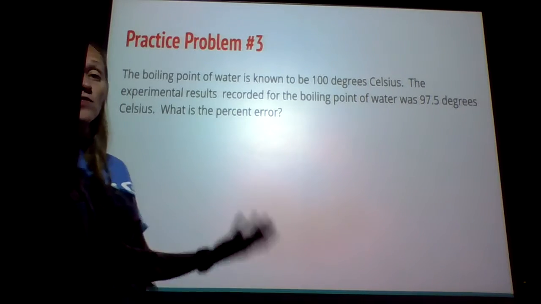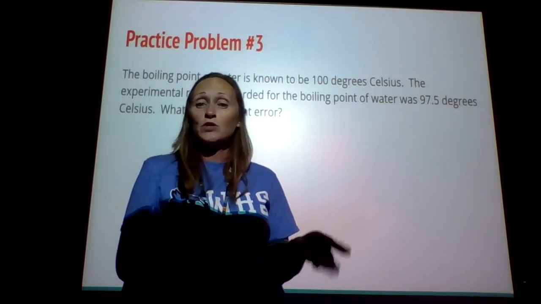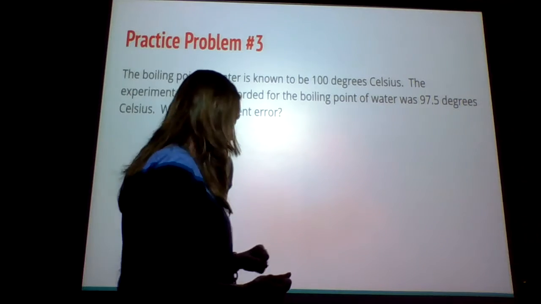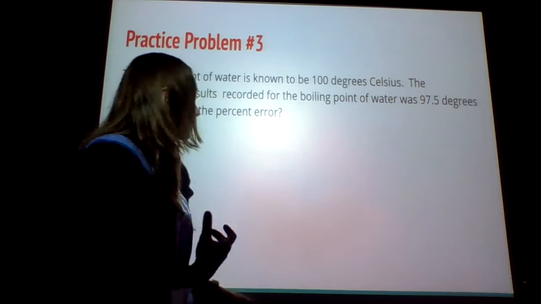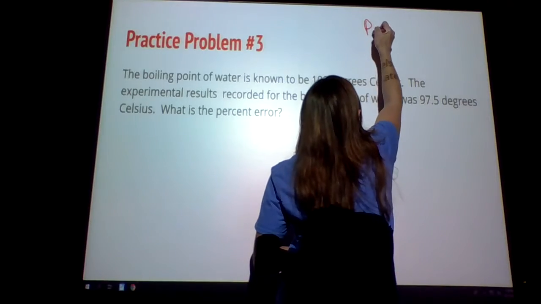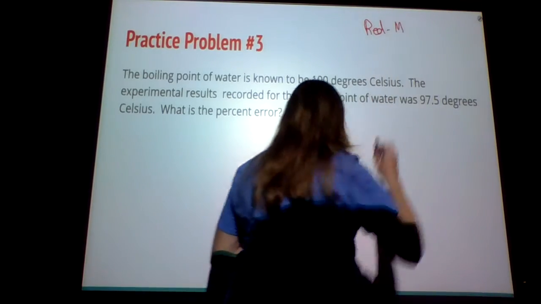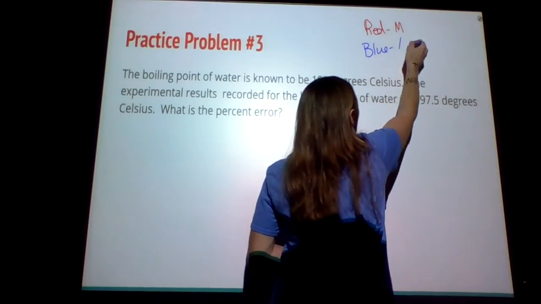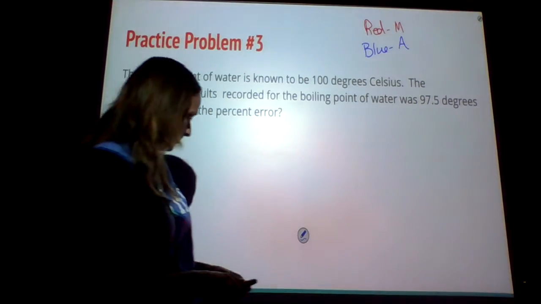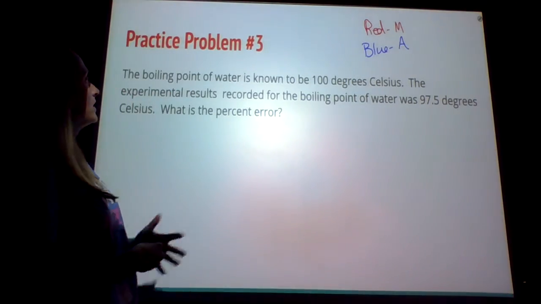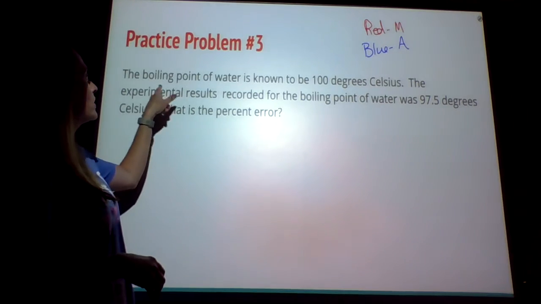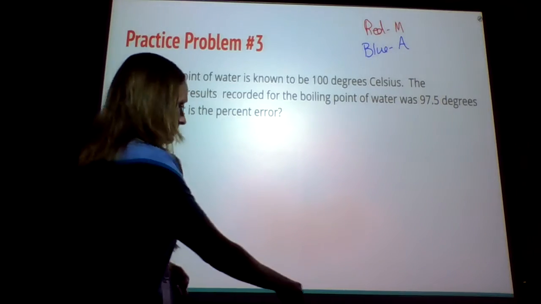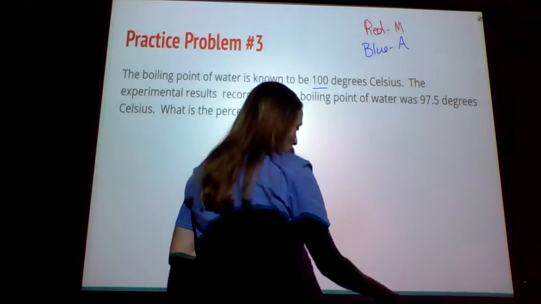A method that may be helpful with solving your problems today in class is to read your problem and assign colors. The measured value we're going to make red, and blue is going to be the accepted value. So when I look at my numbers, the boiling point of water is known to be. I know that known is another word for accepted, so let's underline that in blue.